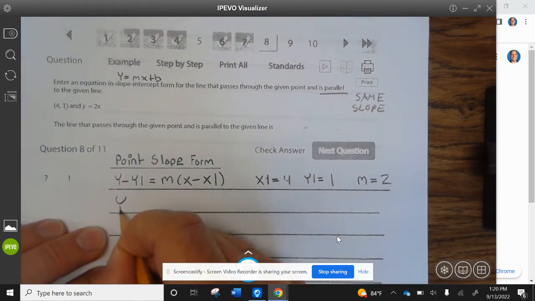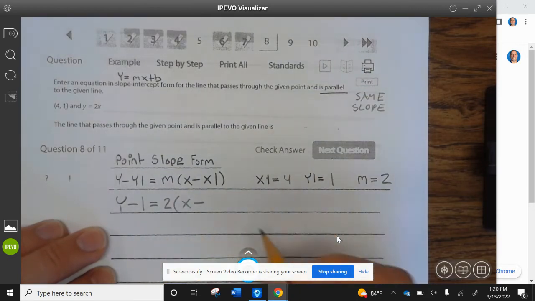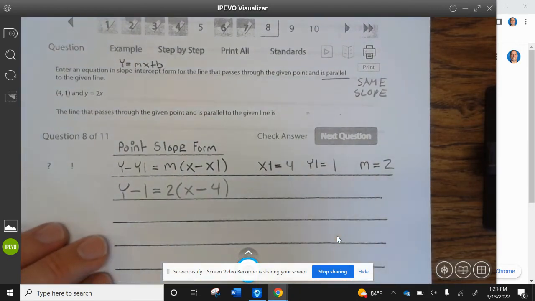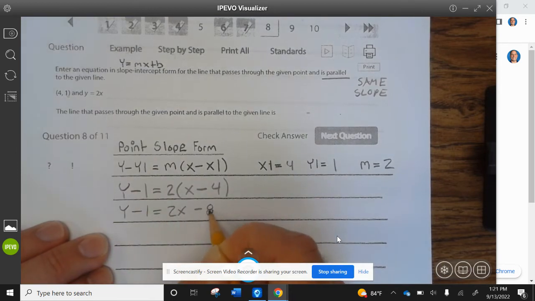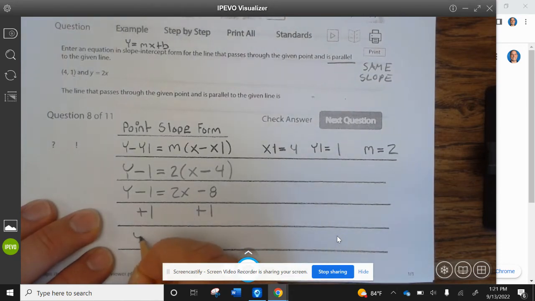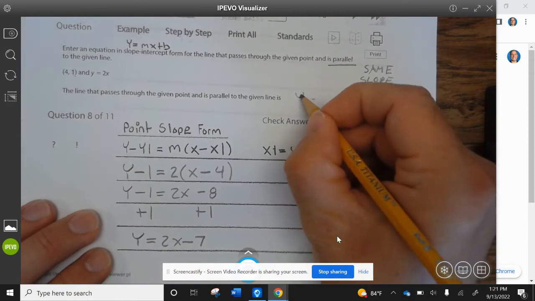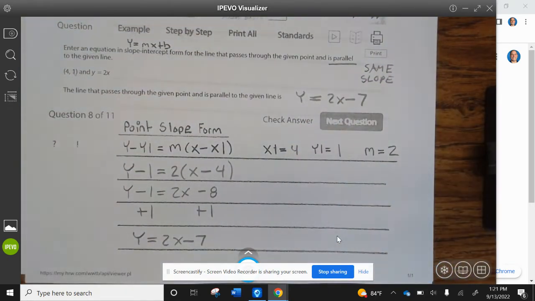So we get y minus y1, which is 1, equals the slope 2 times x minus x1, which is 4. So you get y minus 1 equals 2x minus 8. We're going to add 1 to both sides. You get y equals 2x minus 7. So your equation is y equals 2x minus 7. All right, going to finish up example 8.